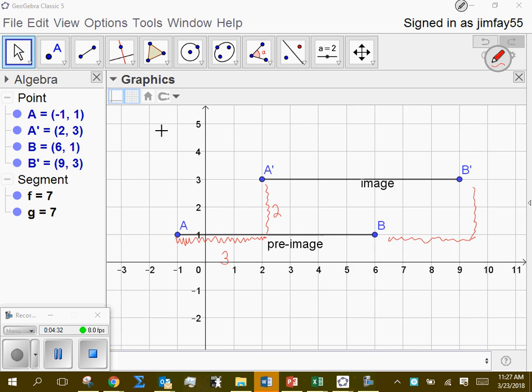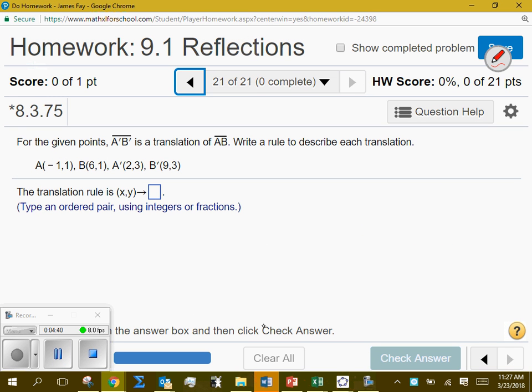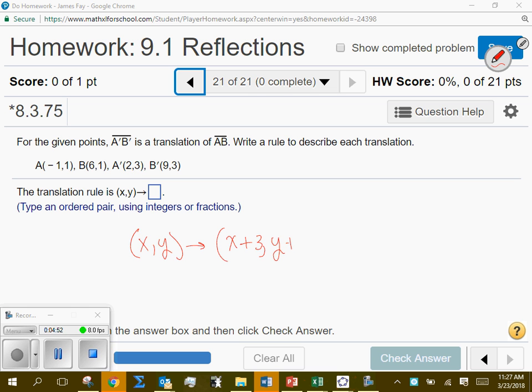Now we got to talk about the ways that they ask us to write this. Okay, yeah, so they're asking us using this notation, so they're saying x, y becomes, now we're going to write x plus 3, and then y plus 2. And that will be the rule then that we're going to use to develop that translation. The other way we could do this is we could write something like that if they were to ask that notation.